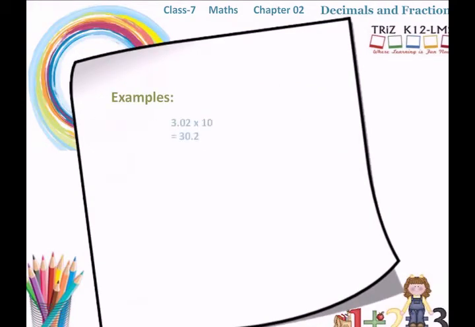Examples: 3.02 into 10 is equal to 30.2. 3.02 into 100 is equal to 302. 3.02 into 1000 is equal to 3020.